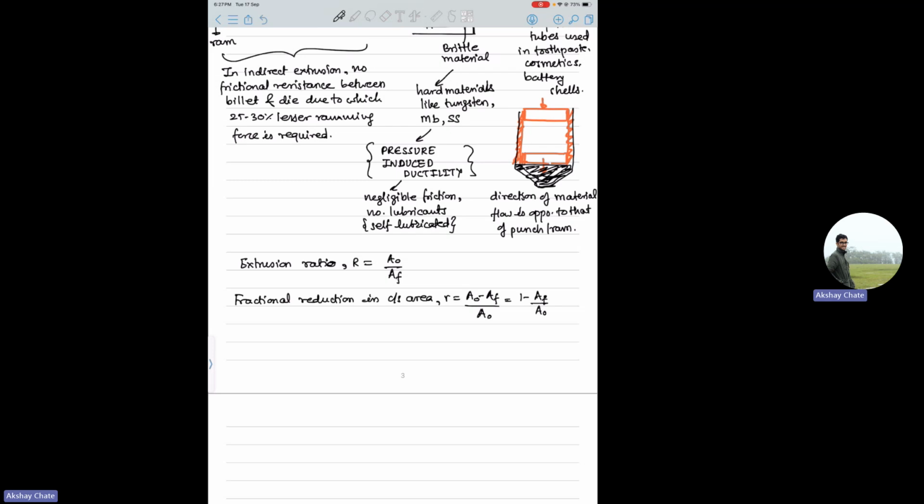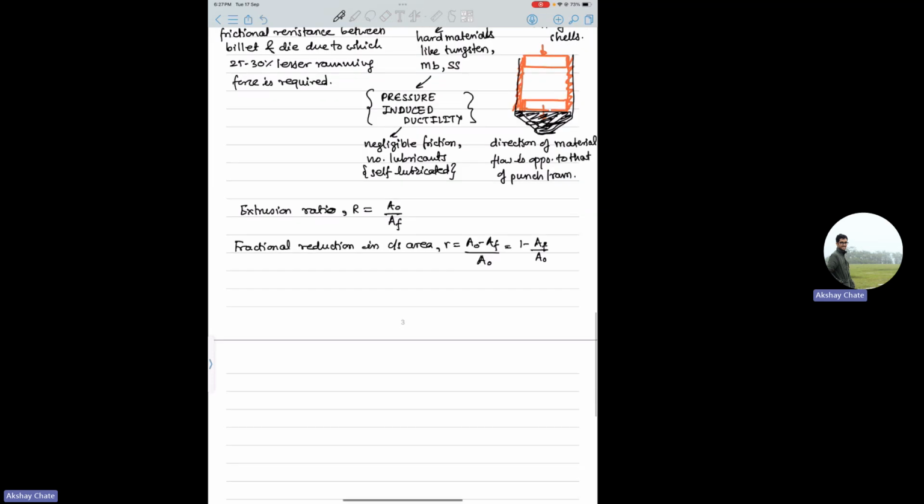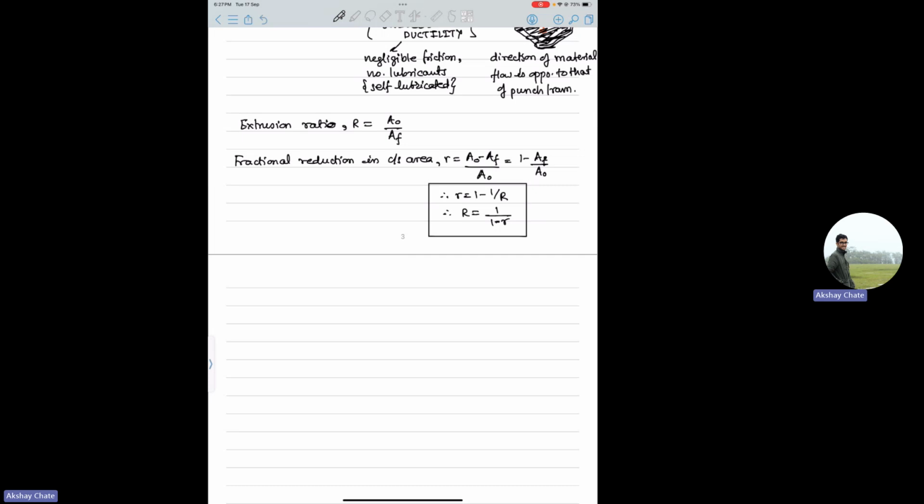So AF by A naught is 1 by R. Oh, sorry, r is 1 minus 1 by R, and therefore you have R, which is 1 by 1 minus r. These kinds of formulas you should remember. If you remember, then fine. Otherwise, you can derive them in the exam, but it will take some time.